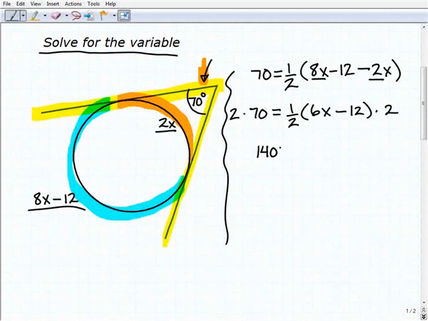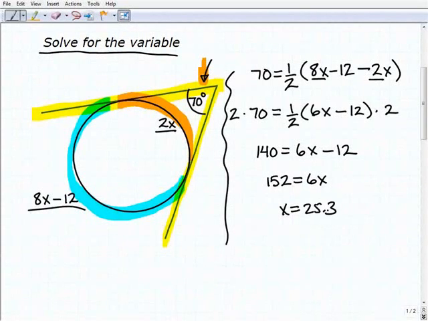So this would be 140 equals 6x minus 12. Now I'm going to add 12 to both sides of the equation. So I'm going to get 152 equals 6x. And now when I divide both sides of the equation by 6, I'm going to get x is equal to 25.3 or so. And there you go. More of the same.